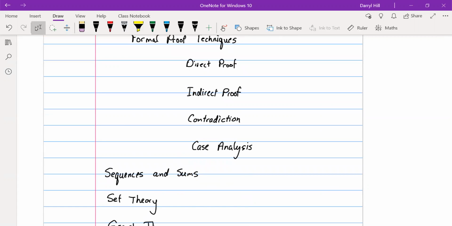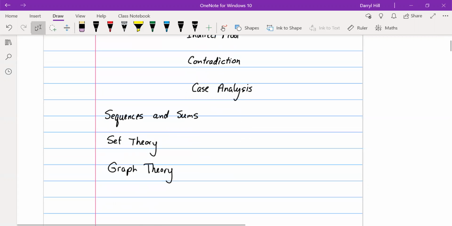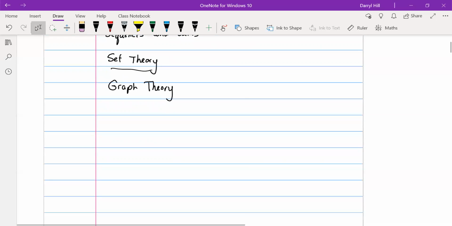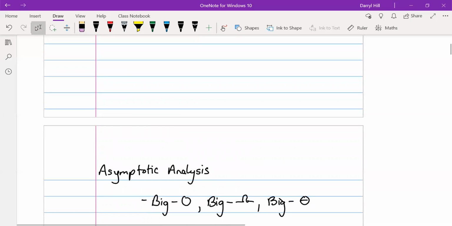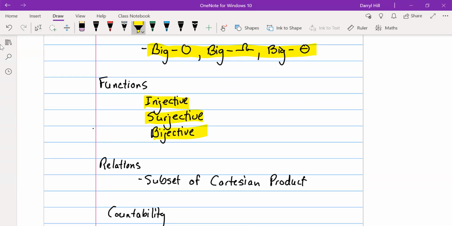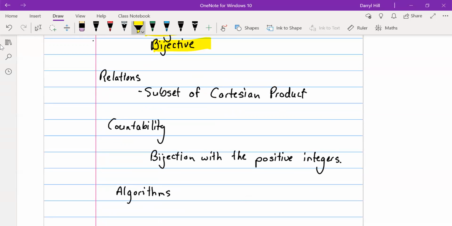Formal proof techniques. So direct proof is, if I want to prove that P implies Q, then I assume P is true, and I try to show that Q follows from that. Indirect proof, contradiction, case analysis. We'll go into those in more detail. Those are the main ones. Sequences and sums, set theory, graph theory, and then asymptotic analysis. So we learned how to analyze an algorithm and then count the operations and then put that into big O notation. And then we learned about functions, so injective, surjective, and bijective functions. And then we jumped into relations. So relations are a subset of the Cartesian product, and they're sort of similar to functions.